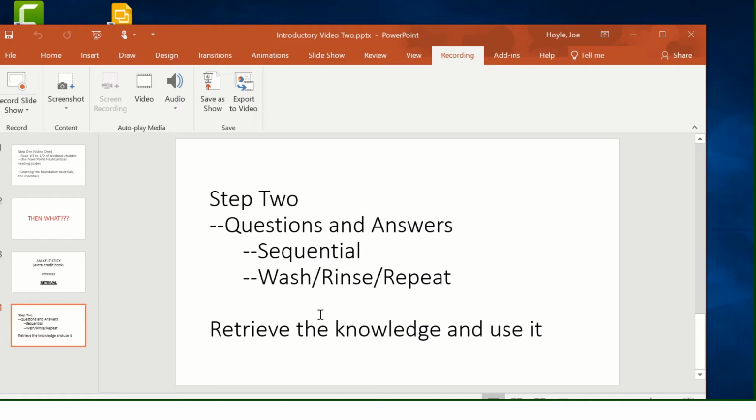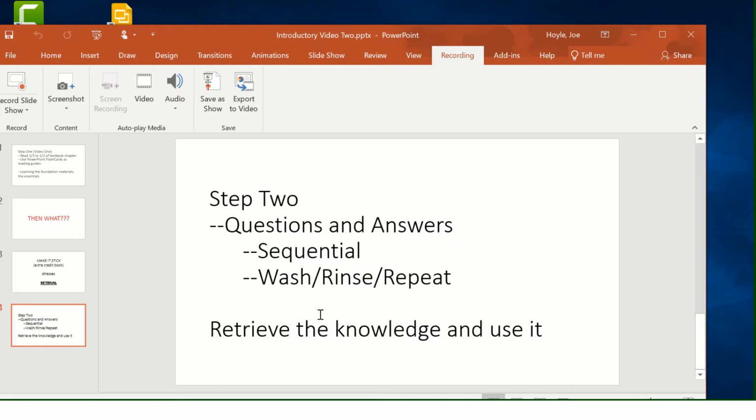Secondly, we use what I call a wash, rinse, and repeat strategy. What I would like for you to do is to go through the questions, go through the answers, go through the questions, go through the answers, and you'll be amazed. It won't take you but a couple of times of that. Read the question, read the answer, read the question, read the answer, till you'll know this material. It will take some amount of repetition. You have to retrieve it more than once to make it work.